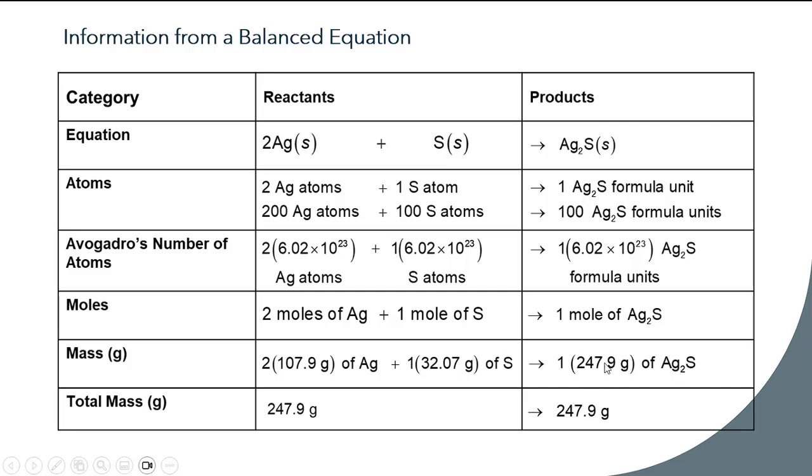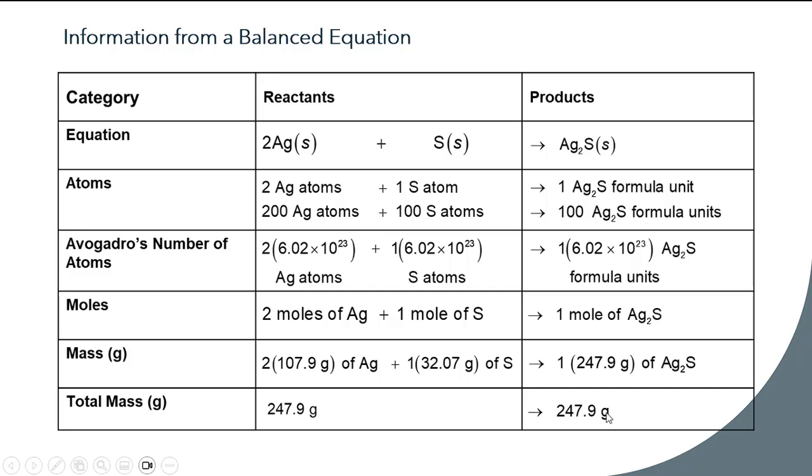And again, I was able to figure out the molar mass of silver sulfide by going to the periodic table and adding the 2 moles of silver and the 1 mole of sulfur together to get the formula mass, or the molecular mass, of 247.9. Notice that on our reactant side, our two reactants together weigh 247.9, and our product should weigh 247.9.